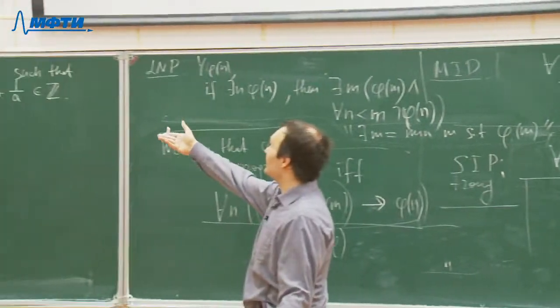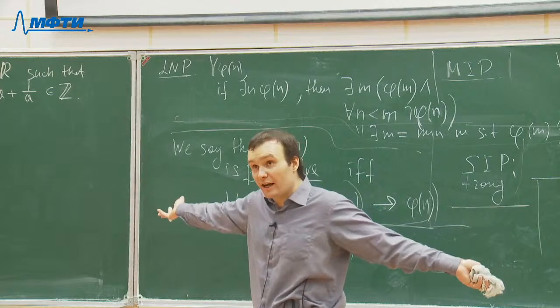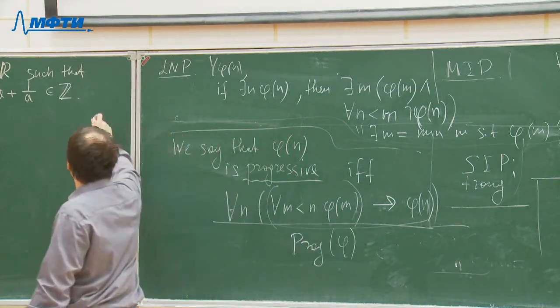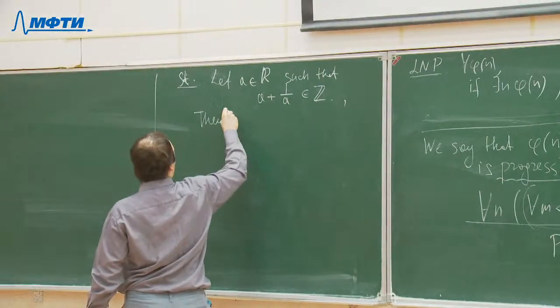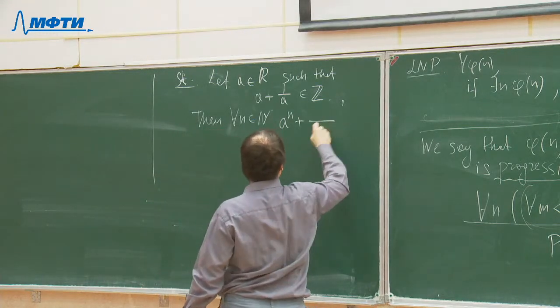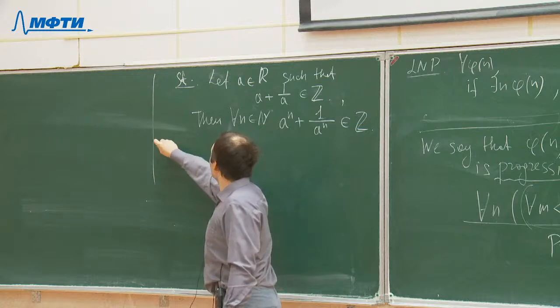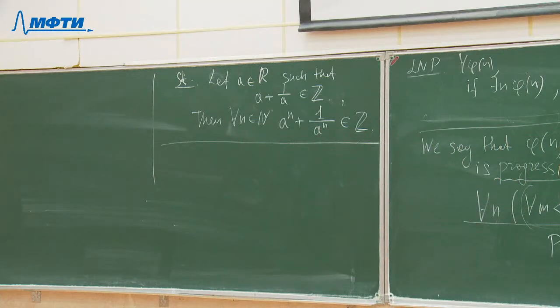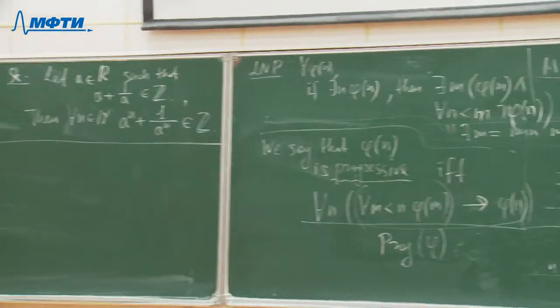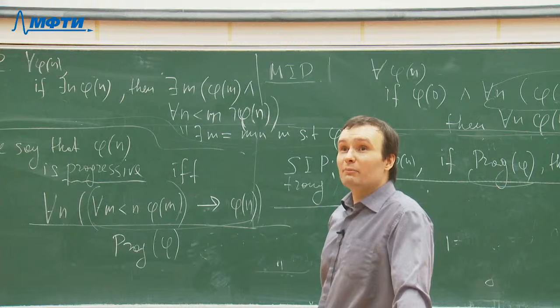Let a be a real number such that a plus 1 over a is integer. Not necessarily 3, but some integer. Then I say, for each natural number n, a to the power n plus 1 over a to the power n is integer as well. So for every such number, if you replace it by its nth power, the result will still be integer.